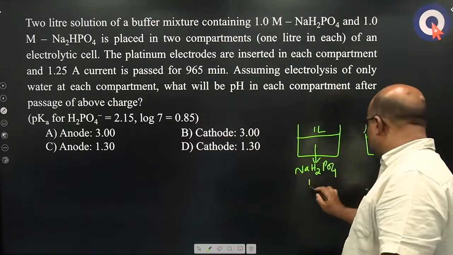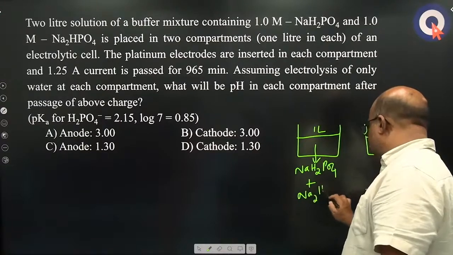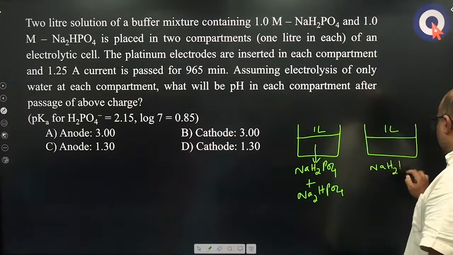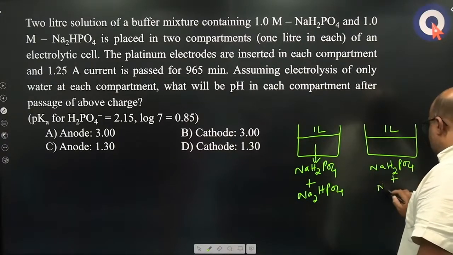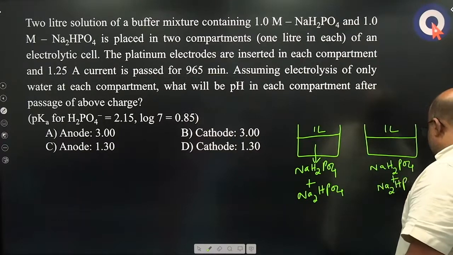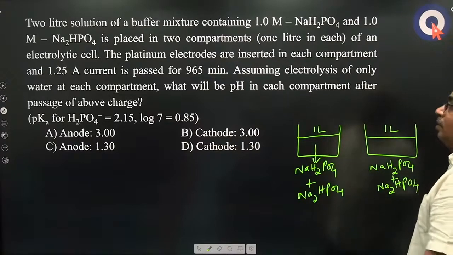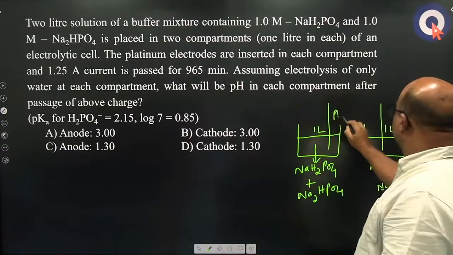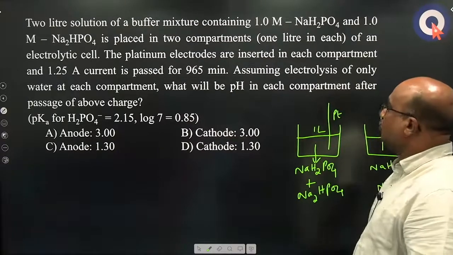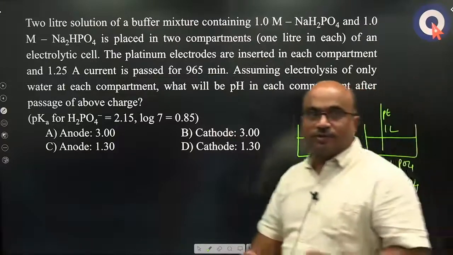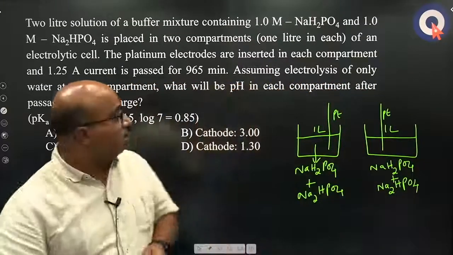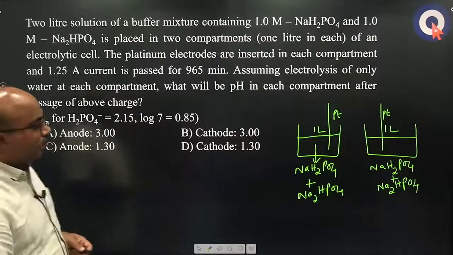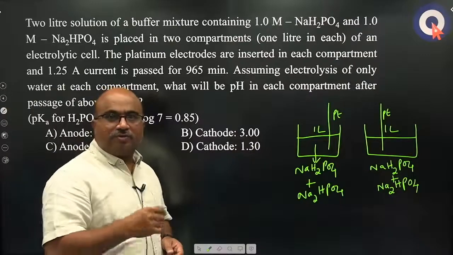NaH2PO4 plus Na2HPO4. Same here, NaH2PO4 plus Na2HPO4. Then the platinum rods are kept here. So we kept platinum rods here. And we are passing current into this. But he is saying there is only electrolysis of water. Means there is a reduction of water, and oxidation of water.